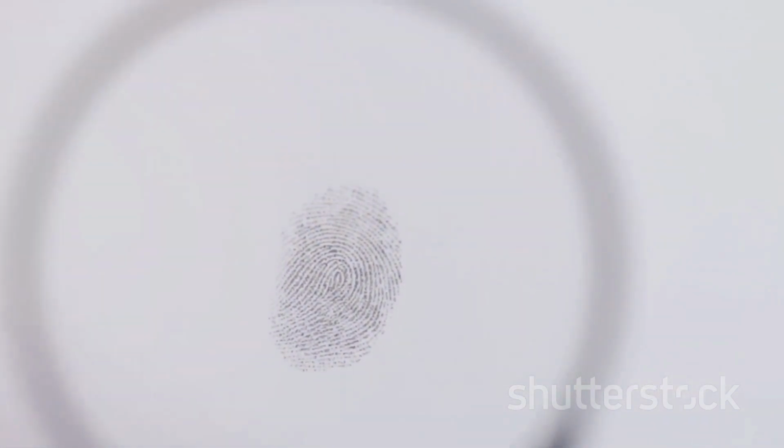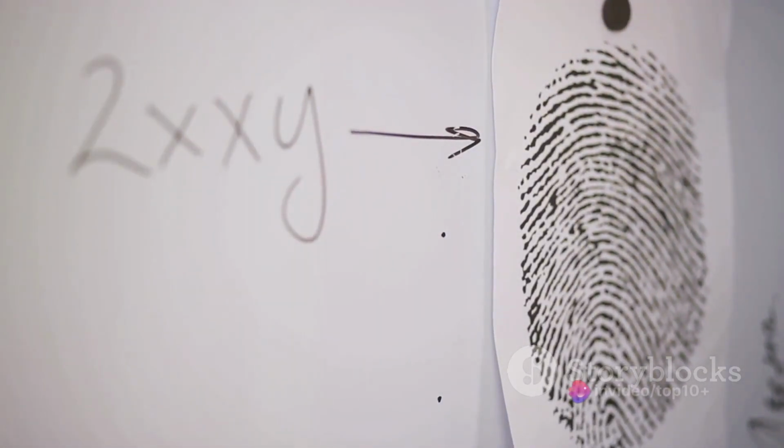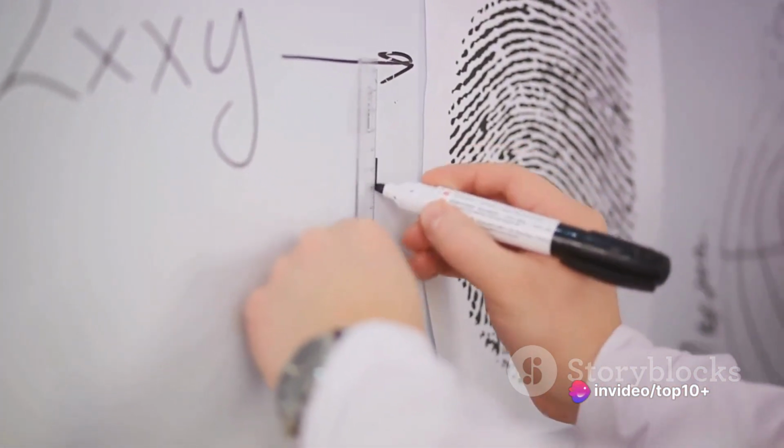Loops swoop back upon themselves, creating a circular pattern. Whorls form circular or spiral patterns like tiny labyrinths on your fingertips. Arches, on the other hand, rise in the center and create a wave-like pattern.